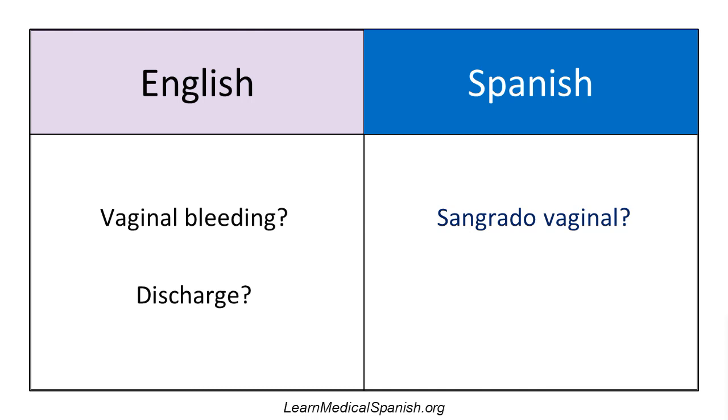Discharge, as in vaginal discharge, flujo. So flujo means discharge, and in this case they know it's vaginal discharge from the context if you say vaginal bleeding, discharge, but if not you could say flujo vaginal or flujo de la vagina, just like you could say sangrado vaginal or sangrado de la vagina. There are almost always various ways to phrase things just like there are in English.